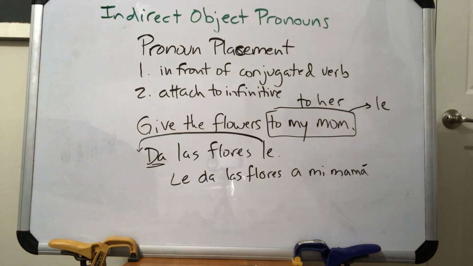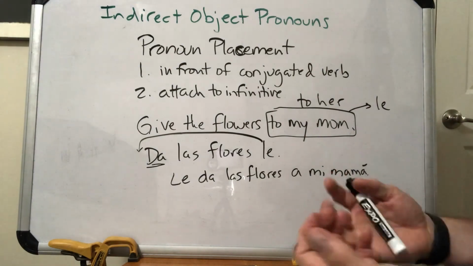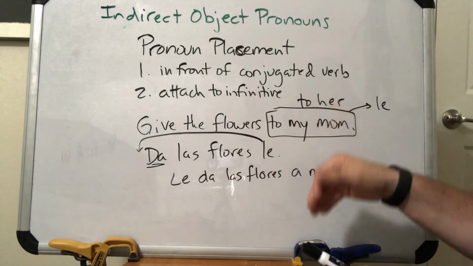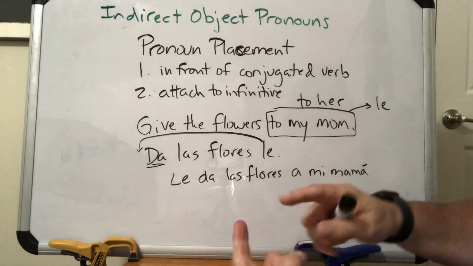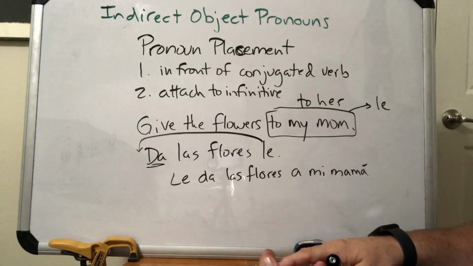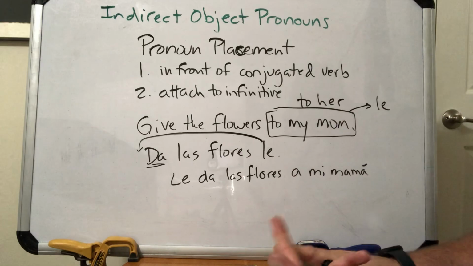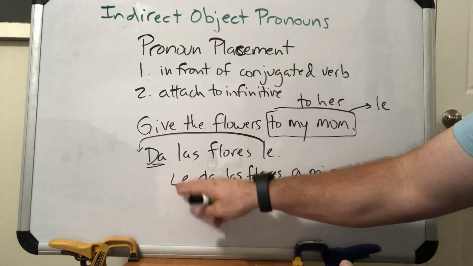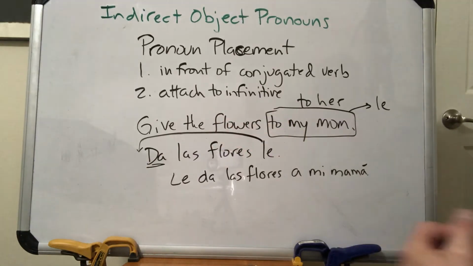Okay? And again, if you wanted to add in another verb, like I want to give the flowers to her, then you would end up with I want, which is quiero. That would be your conjugated verb. And then you'd say dar, to give. And so then you would have the option of where you put the le. Do you put it in front of quiero, or do you attach it to dar? So the same option as you had in direct object pronouns. Okay? All right. I think that's about it.